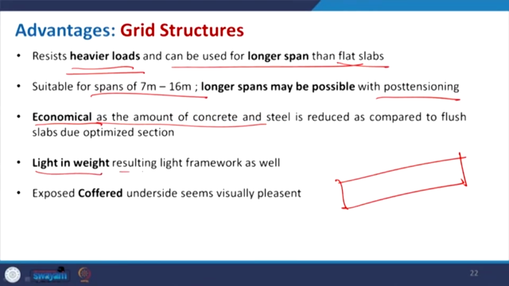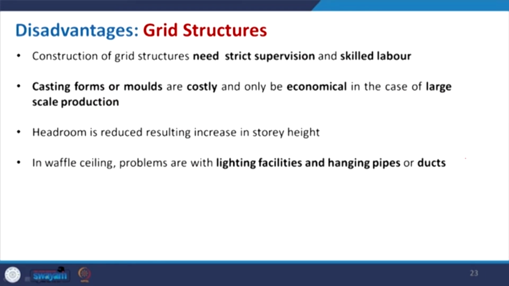Light in weight, resulting in lighter framework. So, definitely when you reduce the cross section, this can effectively reduce the framework. The waffle slab is also visually pleasant, we can put some lights so that it can create a nice environment from the interior. Now, coming to the disadvantages: construction of grid structure needs strict supervision and skilled labor.